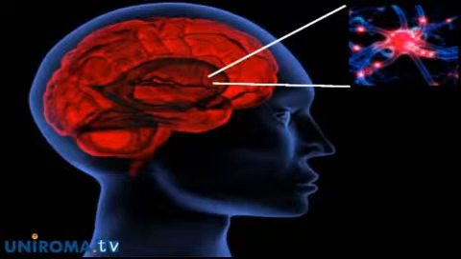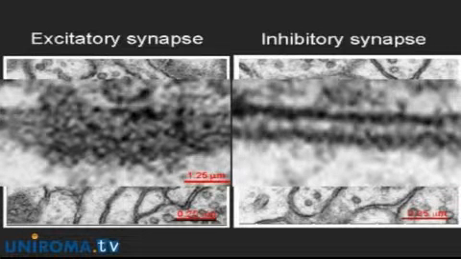I always like showing this image, which is truly indicative. This is a neuron branch, and if we magnify, we see that we have two different synapses. We have the excitatory ones and the inhibitory ones.